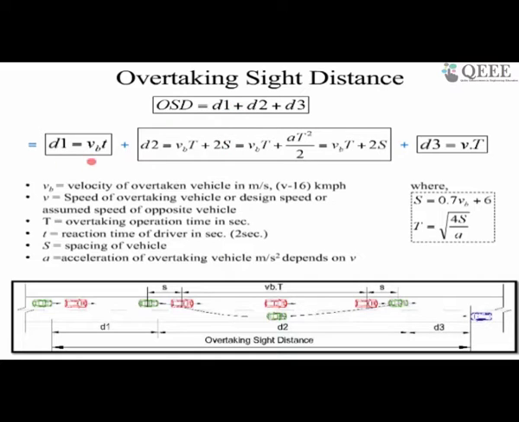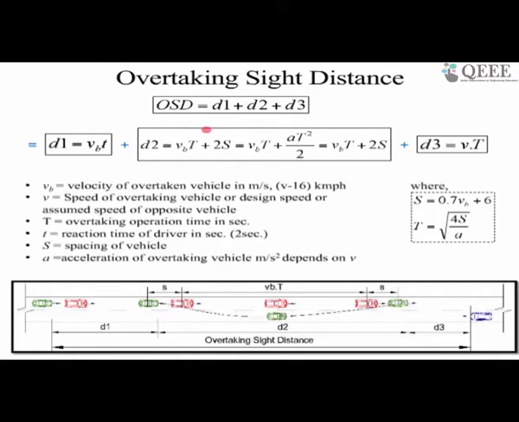D1 is very simple, straightforward. It is the distance during the reaction time when the green vehicle is deciding to overtake, and at that time it is following the red vehicle at a reduced speed. So it is VB times T, where T is the reaction time and VB is the velocity of the overtaken vehicle, since it is traveling at the overtaken speed. In this case, as I told you, this is a different reaction time, 2 seconds. Earlier for stopping it was 2.5 seconds, now it is 2 seconds. VB is the speed of the slow moving vehicle. In case the slow moving vehicle speed is not known, you can safely consider it as 16 kmph lesser than the design speed. So now you know D1.